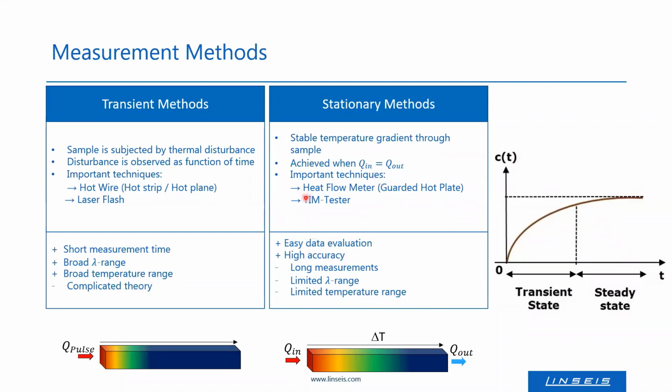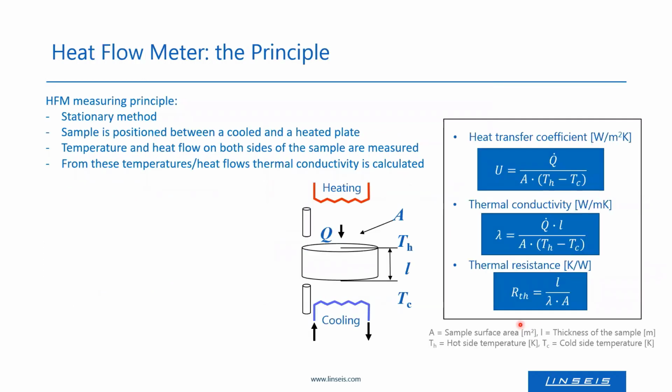The important techniques are heat flow meters and guarded hot plates, and also the TIM tester is working according to a stationary method. The advantages are that the data evaluation is easy and the accuracy is high, but these methods need quite long measurement times in order to come to this steady, no more time-dependent state. The thermal conductivity and the temperature ranges for such methods are limited as well. So let's start with the first method.